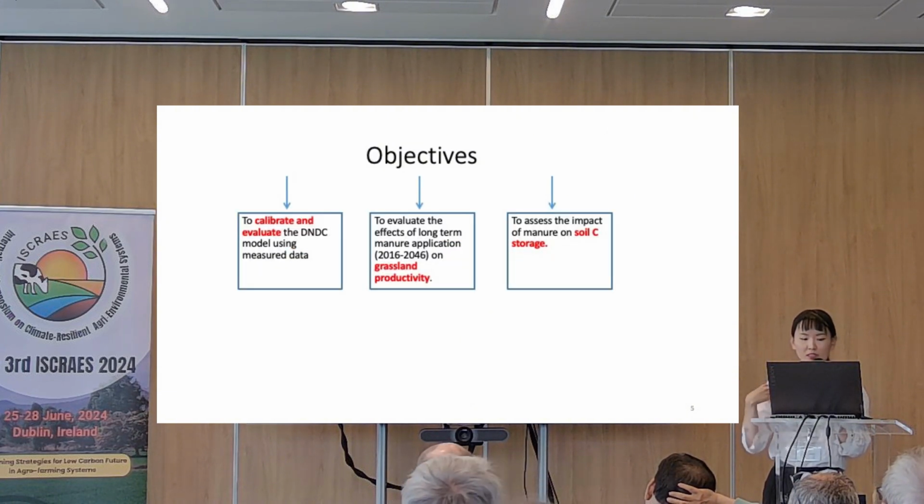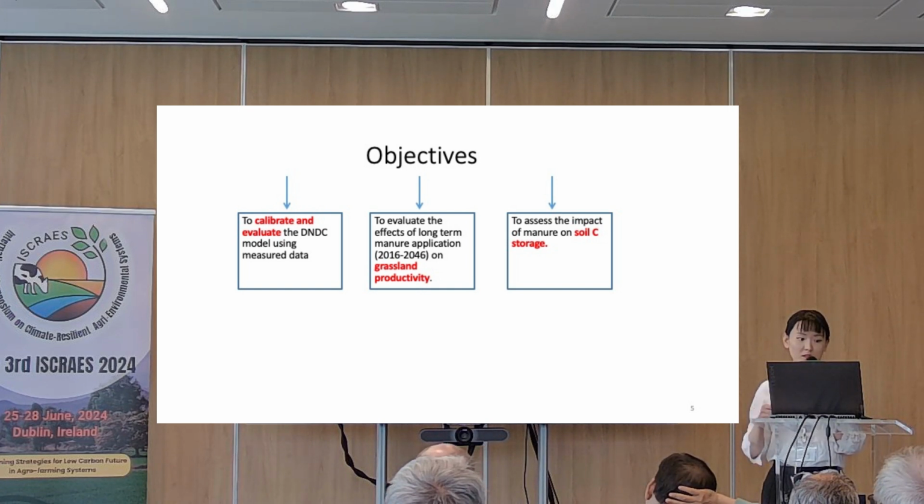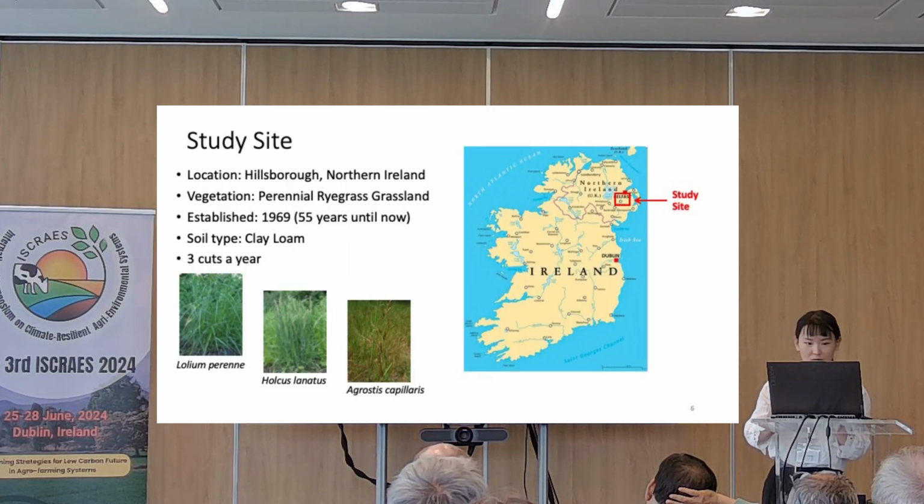The objectives of our study include, first, to calibrate and evaluate the model using the measured data. Then we will evaluate the effect of long-term manure application on grassland productivity, like now, we simulate until 2046. And third, we will assess the impact of this long-term manure application on soil carbon storage.